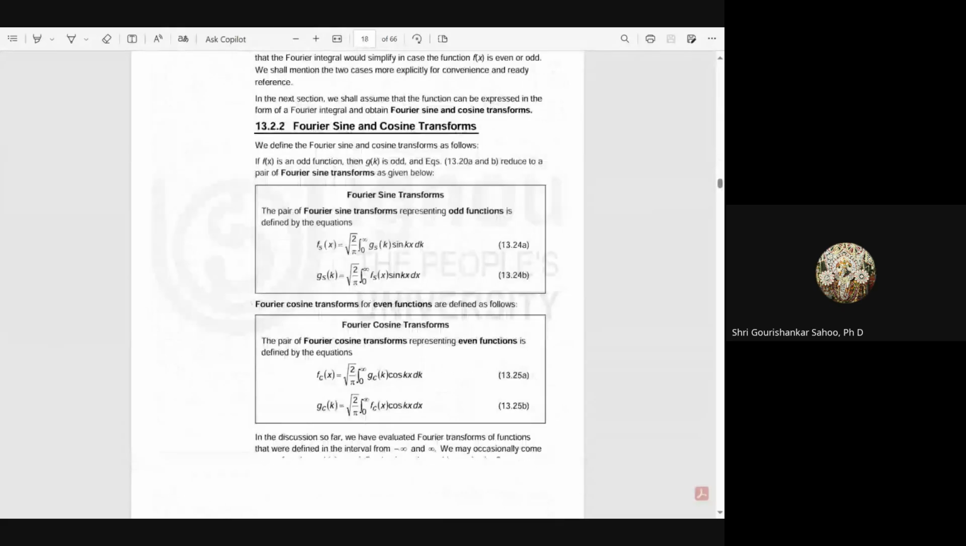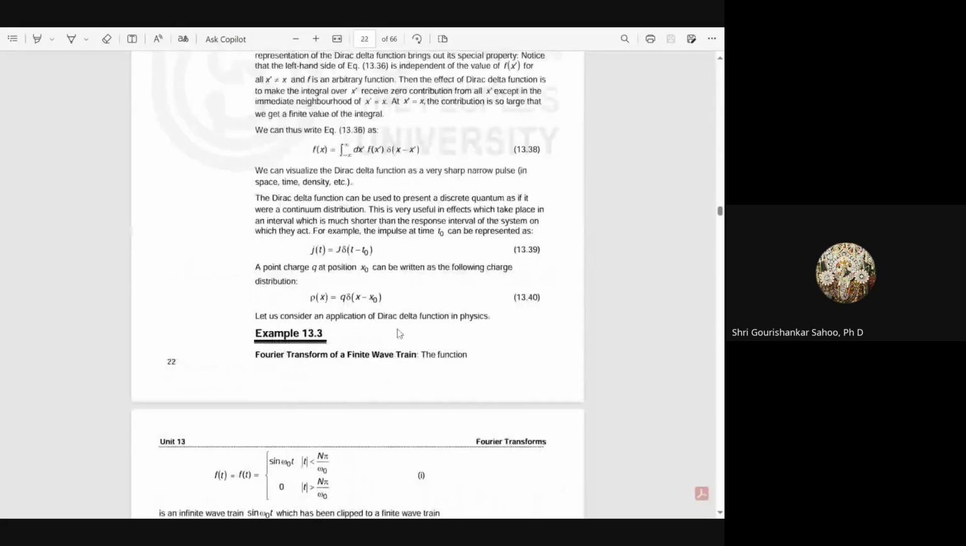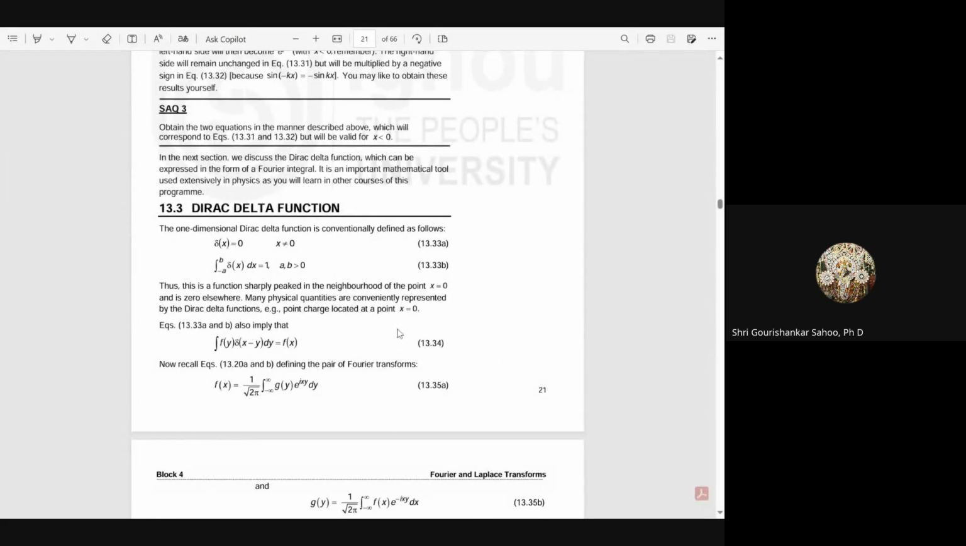There are some examples. You can go through it. Then you know the Dirac delta function. Delta(x) is equal to 0 when x is not equal to 0, and integration from minus a to b of delta(x) dx is equal to 1, where a, b are greater than 0.